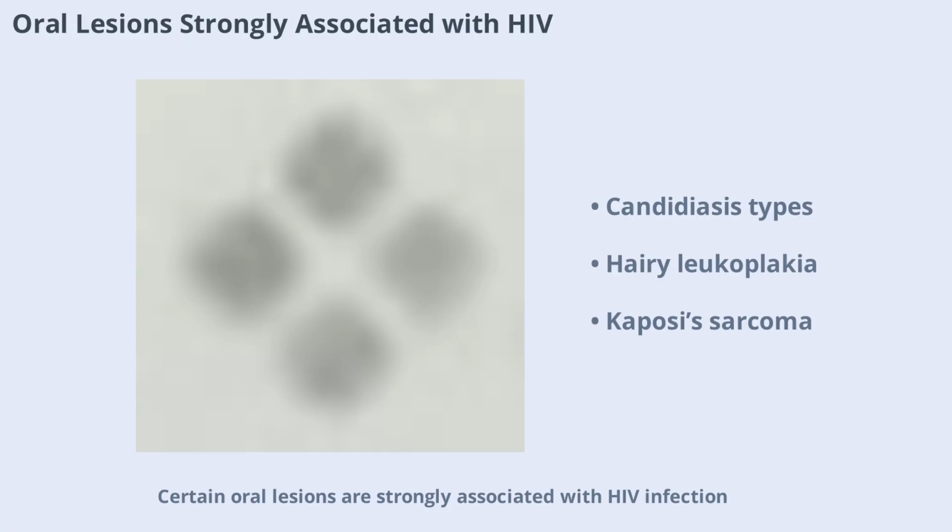Certain oral lesions are strongly associated with HIV infection. These include various forms of candidiasis, erythematous and pseudomembranous, oral hairy leukoplakia, Kaposi's sarcoma, and non-Hodgkin's lymphoma. Periodontal diseases, such as linear gingival erythema, necrotizing ulcerative gingivitis, and necrotizing ulcerative periodontitis are also prominent. Recognizing these lesions can aid in early diagnosis and prompt management of HIV.